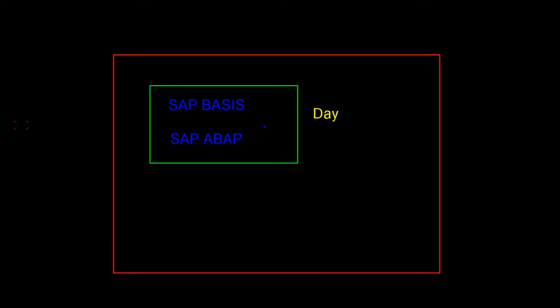We can assign like 20 background jobs and 2 dialogue work processes in the night time. In daytime we can assign like 25 dialogue work processes and 2 background jobs.